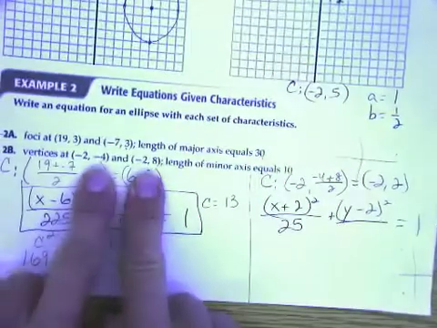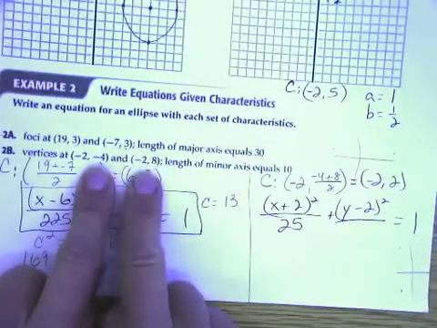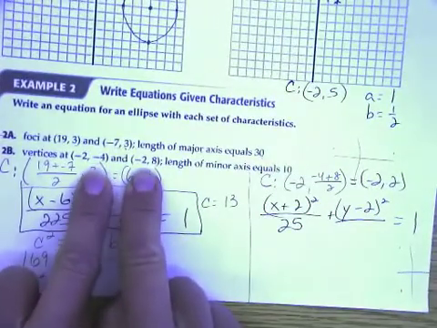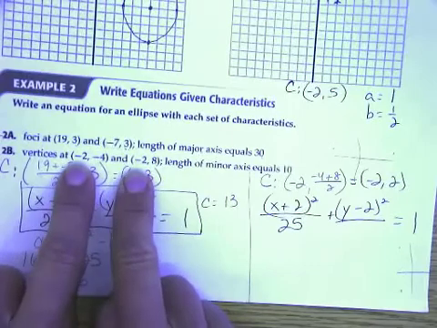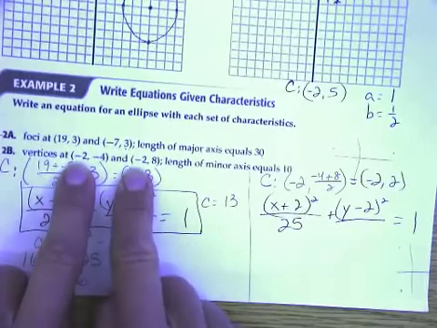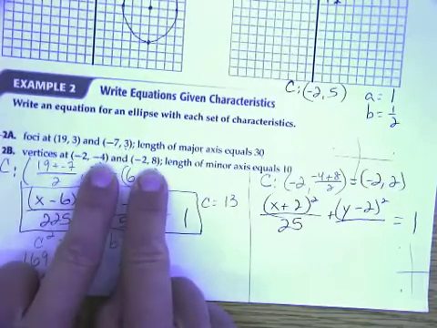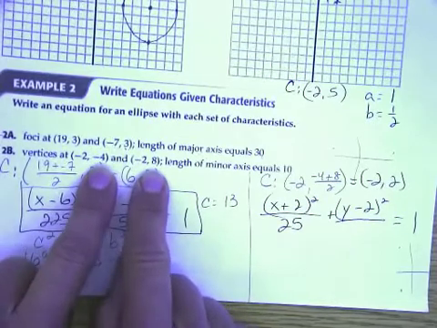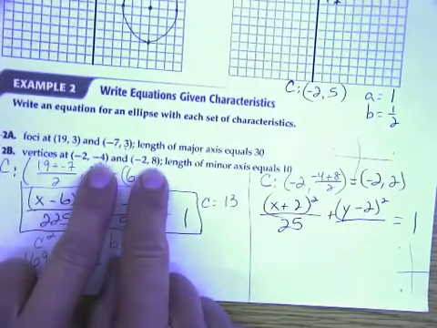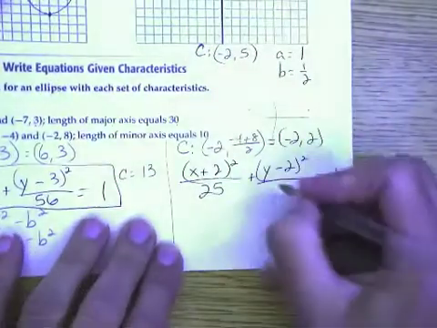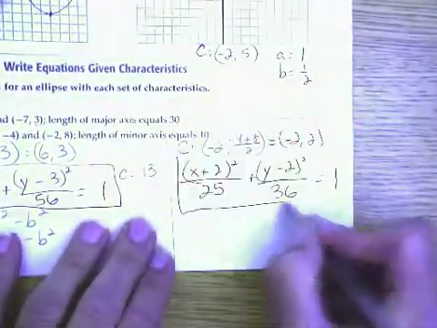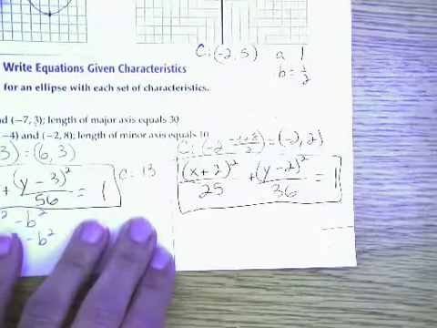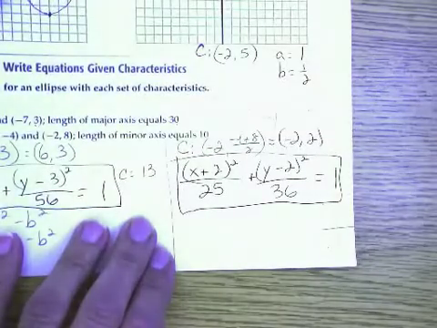And then the larger number, I can find by taking the distance between the vertices. How far away are these two points? The x-coordinates are the same, so let's look at the y-coordinates. They are 12 spaces apart. Cut that in half, and that's 6. 6 squared is 36.